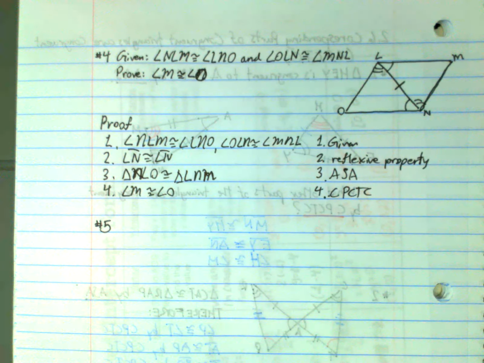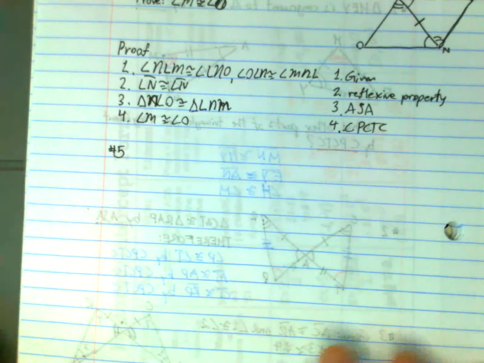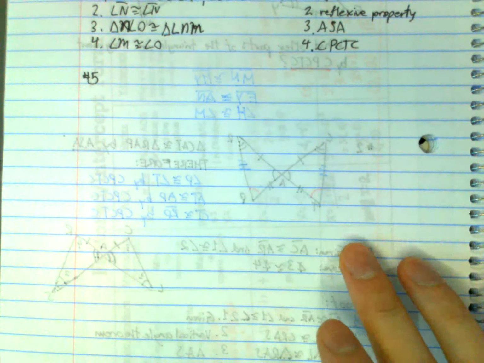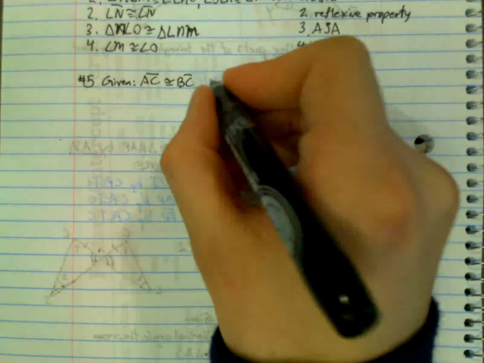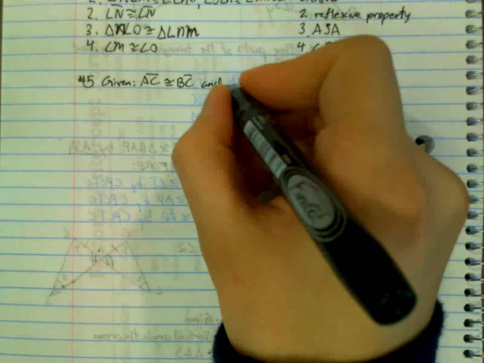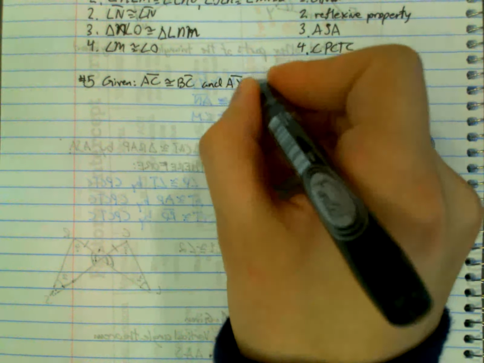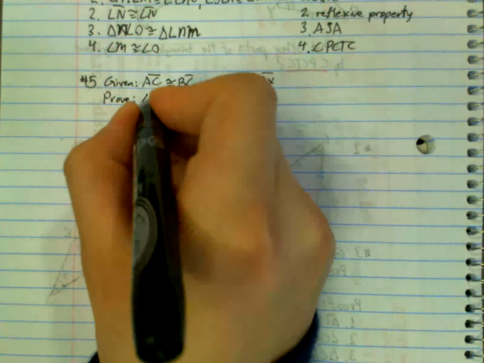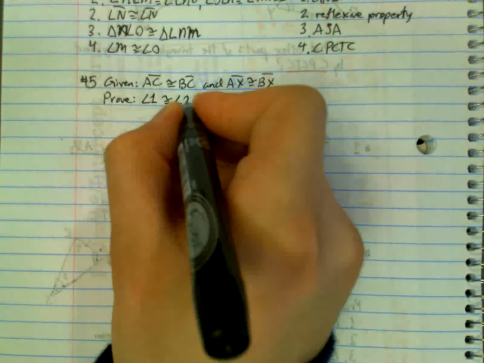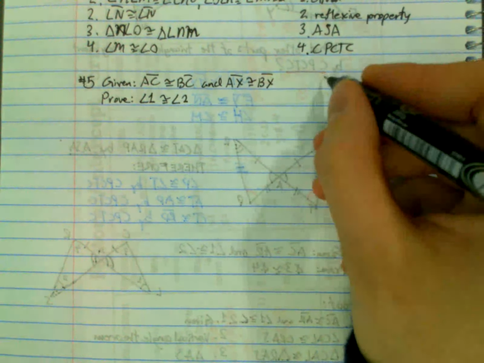All right, so for number 5, all right, we are given AC is congruent to BC and AX is congruent to BX. And we need to prove that angle 1 is congruent to angle 2. Here's our triangle.